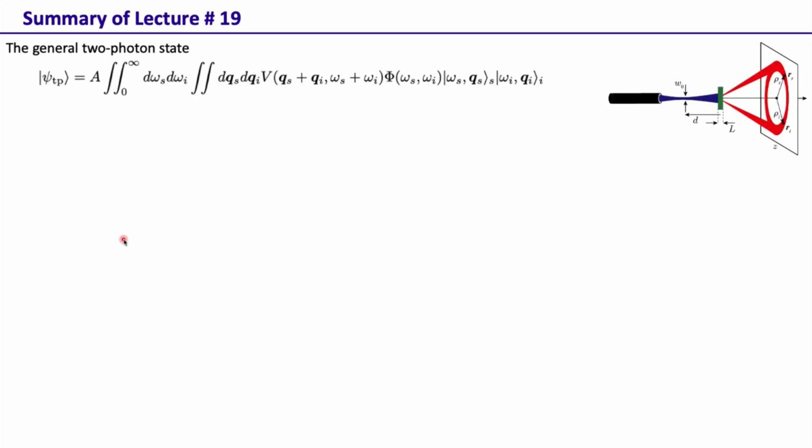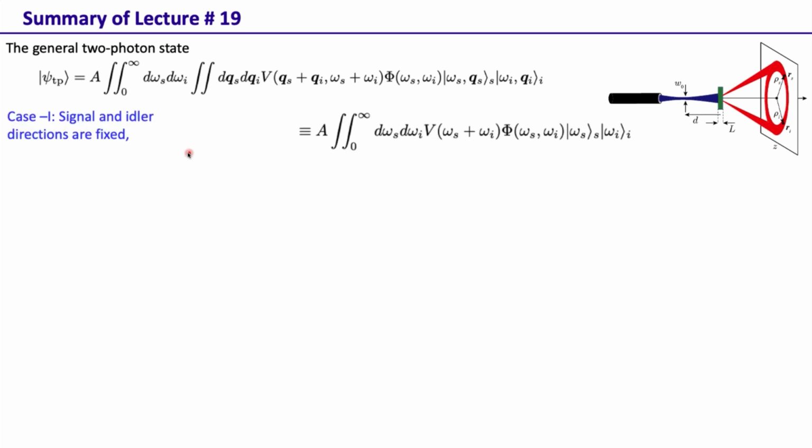Before we get started, let's look at what we did in lecture number 19. In lecture number 19, we derived the general two-photon state, including the frequencies and the spatial frequencies, so that this state is applicable not only for the temporal two-photon interference but also for the spatial two-photon interference effect. This is the general two-photon state that we derived in the last lecture.